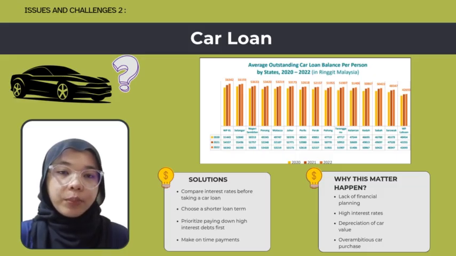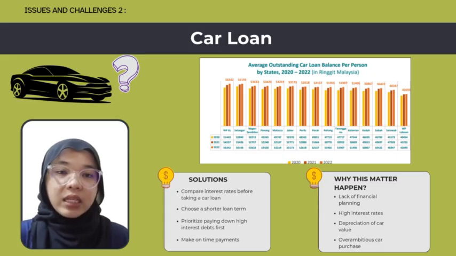Choose a shorter loan term. While a longer loan term means lower monthly payments, it also means paying more in total interest over time. Opting for the shortest loan term you can comfortably afford will save you significant money in the long run. Prioritize paying down high interest debts first. If you have multiple debts, focus on paying off those with the highest interest rates first. This strategy is often called the debt avalanche method.